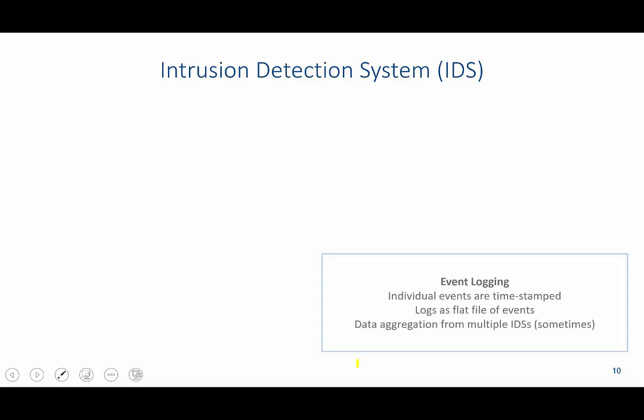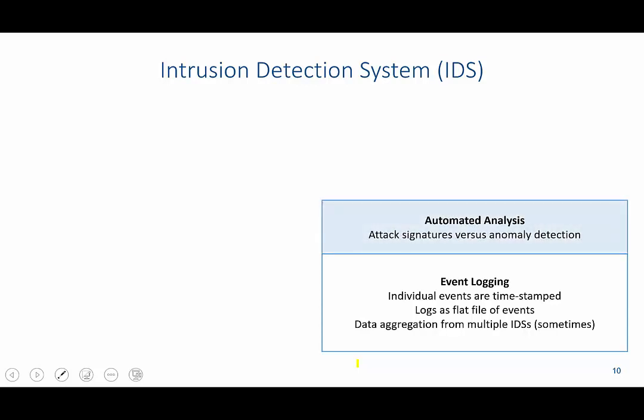So let's look at intrusion detection systems continued. Some of the things that an intrusion detection system is going to do is event logging. So events that are time-stamped, it's going to create a table or a flat file of all the events that have occurred. It will sometimes aggregate these so you can get a bigger picture of what exactly is happening there. It's going to do some automated analysis that's going to look at those signatures that have already been identified as threats versus looking at anomalies, maybe spike traffic, etc. And it's going to be able to detect that and give us notification of that as well.